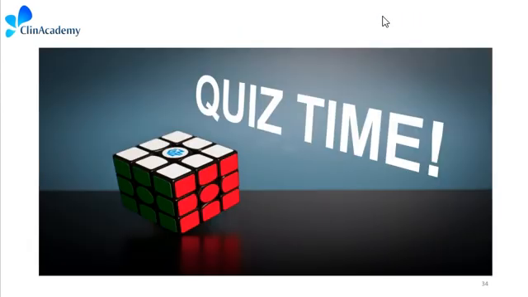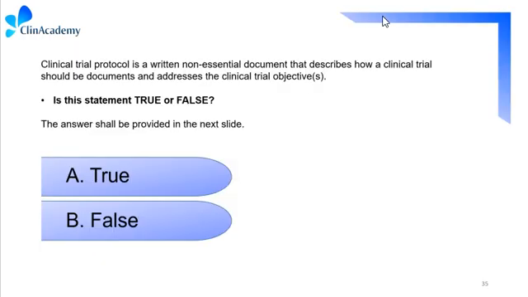Now, let's have a quiz time so that we can assess what we have learned from Module 3. Clinical trial protocol is a written non-essential document that describes how a clinical trial should be documented and addresses the clinical trial objectives. Is this statement true or false? The answer shall be provided in the next slide.